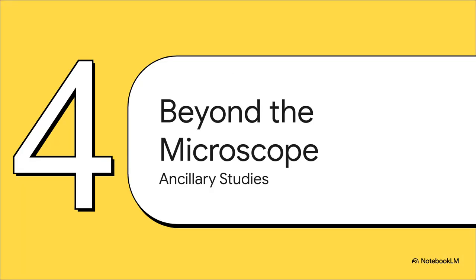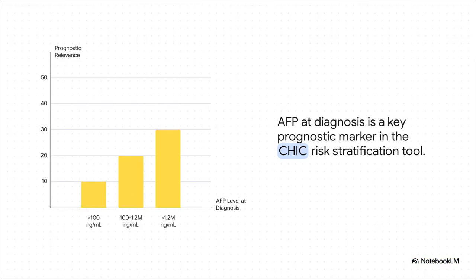So we've nailed down the morphology, but our job isn't done. Ancillary studies give us that next layer of information that's just as essential for figuring out the prognosis and treatment plan. Alpha-fetoprotein, or AFP, is the big one here.